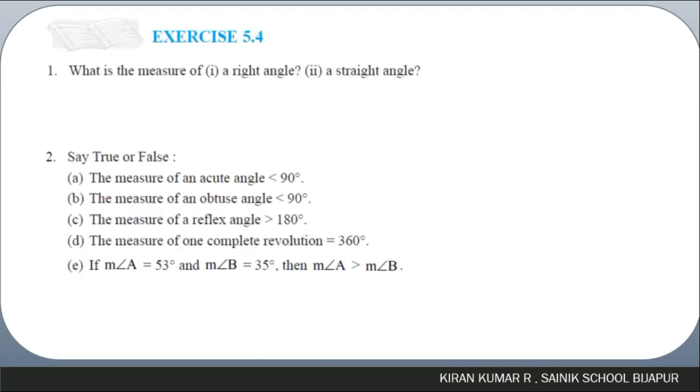Exercise 5.4. The first question is, what is the measure of a right angle? The measure of a right angle is 90 degrees. What is the measure of a straight angle? The straight angle measure is 180 degrees. Second question, say true or false. The measure of an acute angle is less than 90 degrees. This statement is true. The measure of an obtuse angle is less than 90 degrees. This statement is false because the obtuse angle measure is greater than 90 degrees, less than 180 degrees.